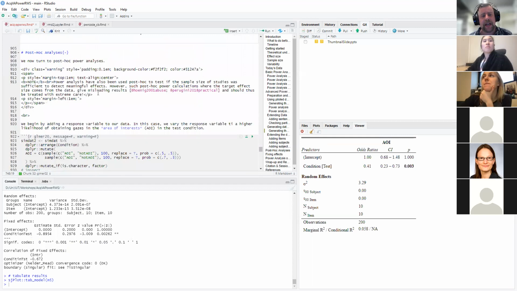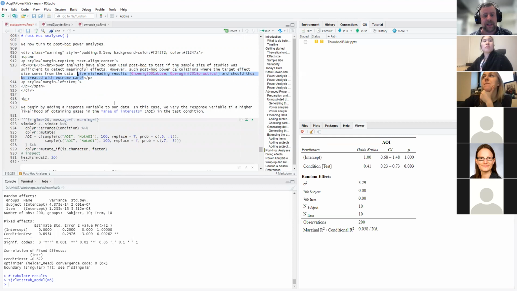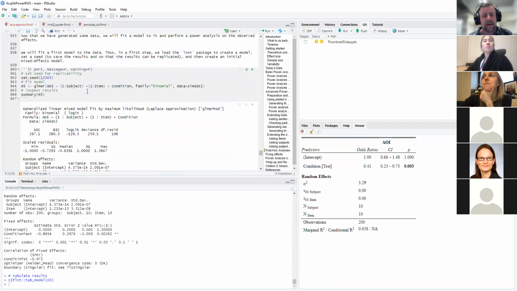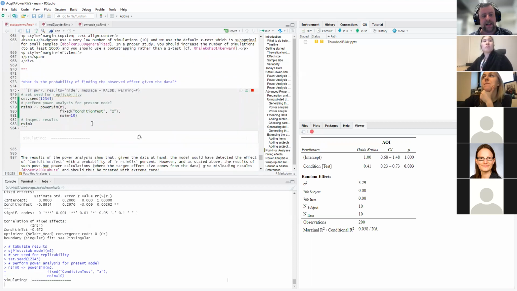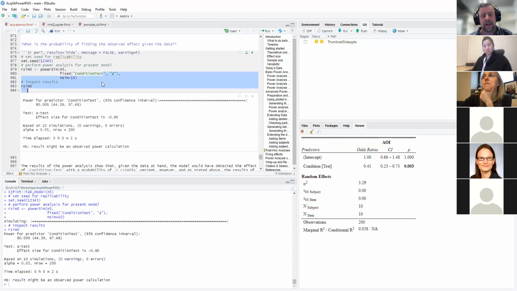But as I mentioned before, several authors have said that this should be treated with extreme care because the results can be misleading when you perform a power analysis on an existing model, right? No matter what, I just want to show you how I can do that. Again, here I tested for the power to detect this level of condition. So whether the data is strong enough to detect a significant effect for test, right?